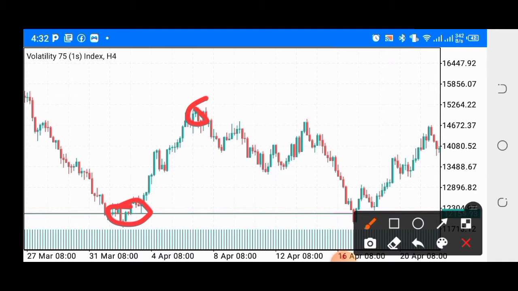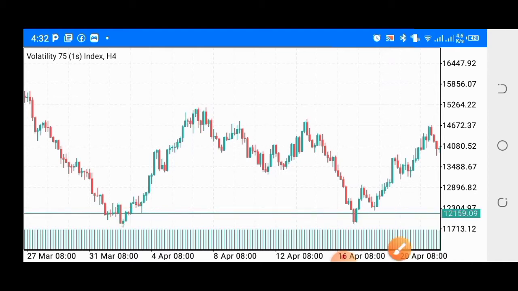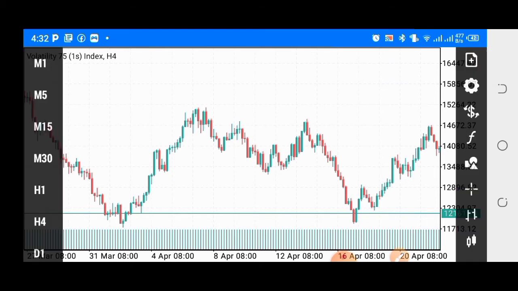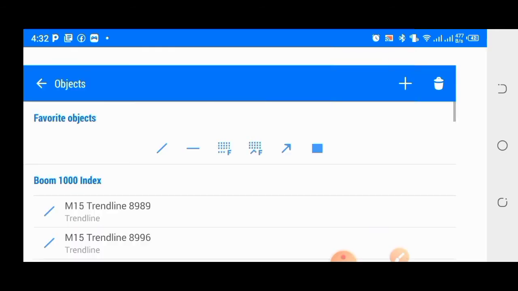So when the market comes back to that area at either level, you should know that something is likely to happen, or the market is likely to change in direction. Alright, so this is the support level. Let me use this indicator.